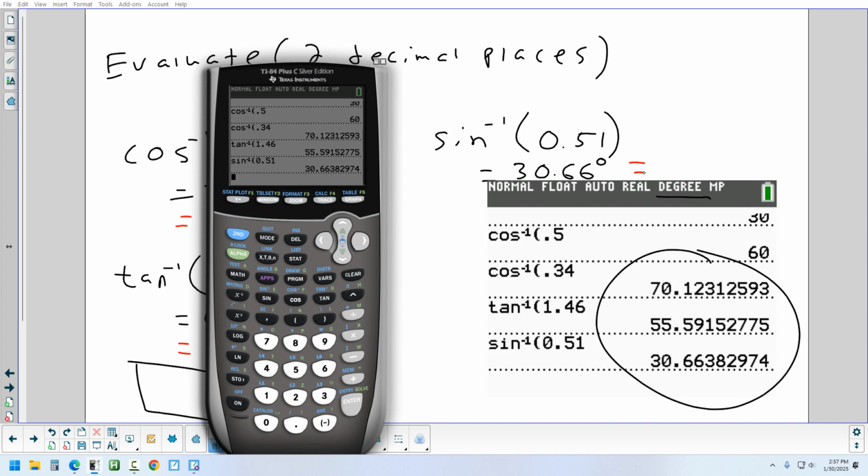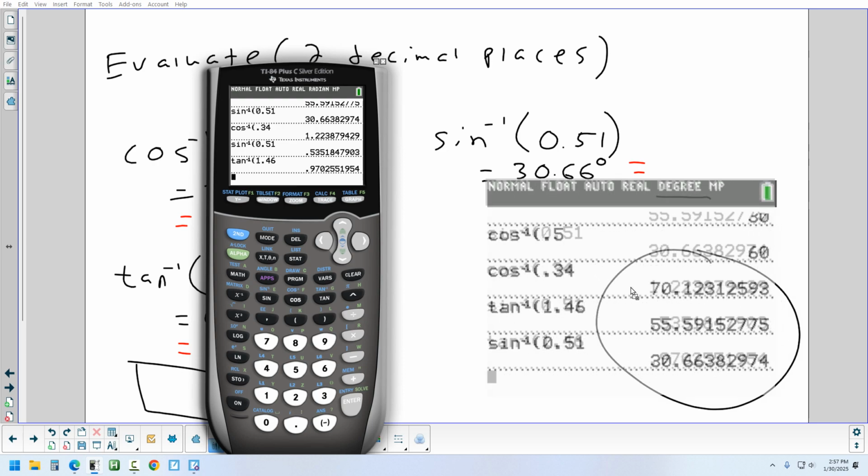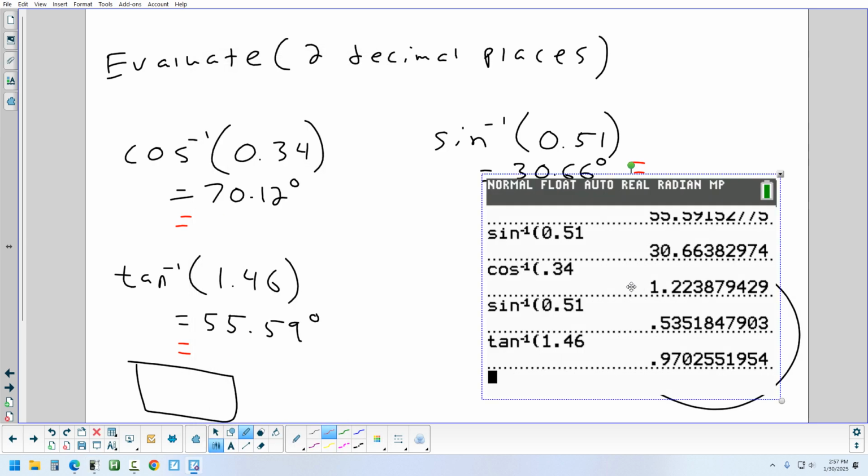All right, to do it in radians, you pretty much do exactly the same thing. Put it in radians, and then type them all in again. So there's your inverse cosine, inverse sine. Where's the inverse tangent? There it is. Put those right there. All right, so how about inverse cosine rounded to 2 decimal places in radians? 1.22. Okay, 1.22. No label because it's a radian.